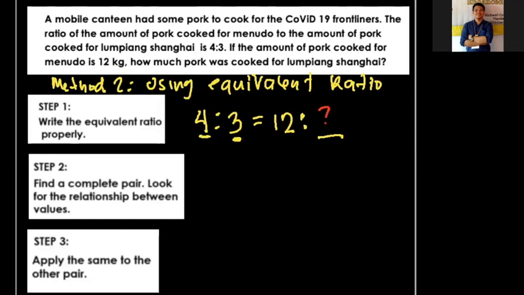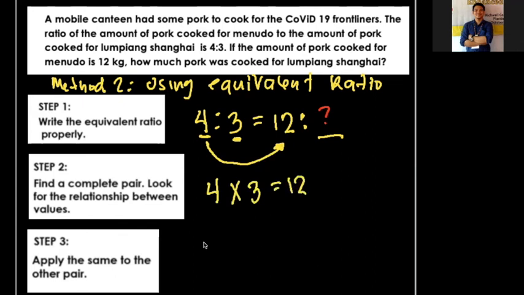Step 2 is to find a complete pair. So we need to look at the relationship between the values. So we know that 4 corresponds to 12. So from this, the relationship is that we can multiply 4 by 3 to get 12.